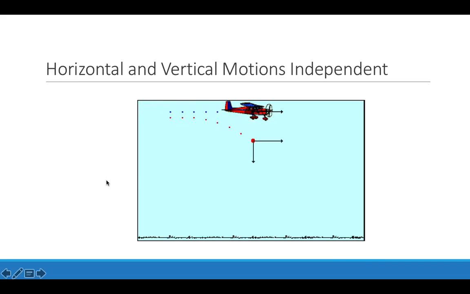Here's another picture of how the motions are independent of one another. The airplane is dropping a package. As the plane is traveling forward, the package has an initial velocity that's the same as the plane. So the arrows for the plane velocity and the horizontal velocity of the package stay the same. They continue to line up with one another in terms of how much distance is covered horizontally, and that's why the package just stays underneath the airplane.